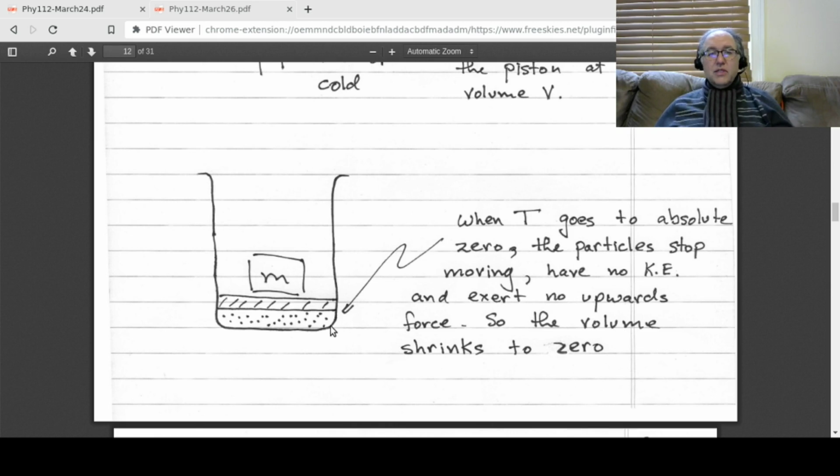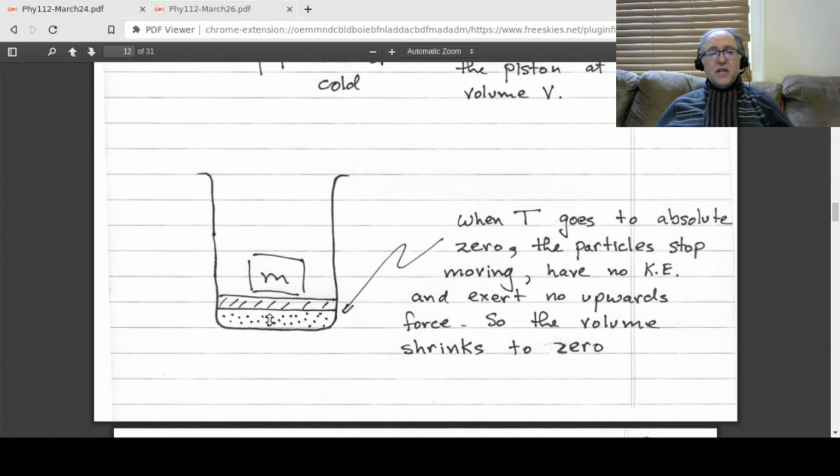And so what you can see here is that at absolute zero, all the particles have just dropped to the bottom. The volume is vanishingly small, and the mass has just squished them all down. So now we have a different picture of what absolute zero is. Absolute zero is the temperature at which motion stops.